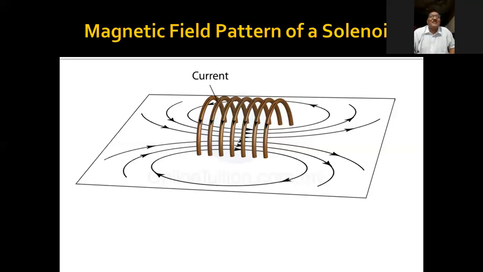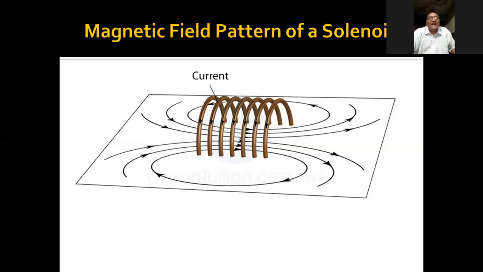When you have multiple coils, like a spring, what do we call it? We call it a solenoid. So this shape is called a solenoid. It means when you have a conductor in spiral form, you call it a solenoid.